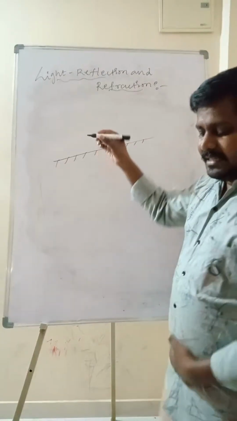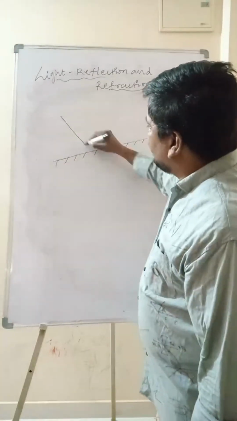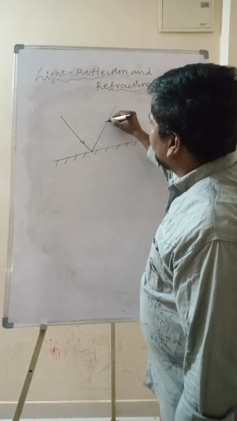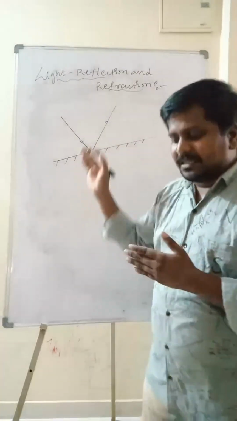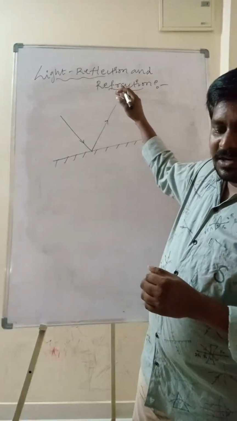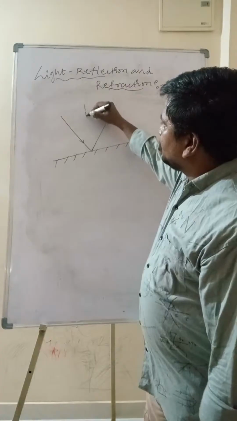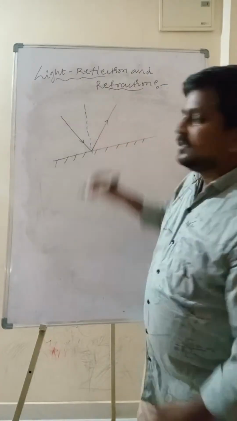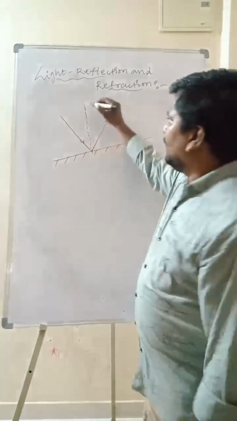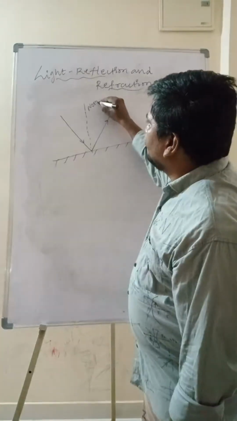When the light is incident on the surface, this is the incident ray I am considering, and this will be the reflected ray. The light which is incident on the surface is the incident ray. The light which is reflecting back is called the reflected ray. The line which is perpendicular to the plane surface is called the normal line. So this is the normal.